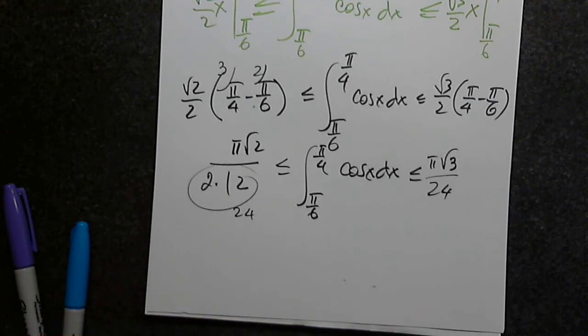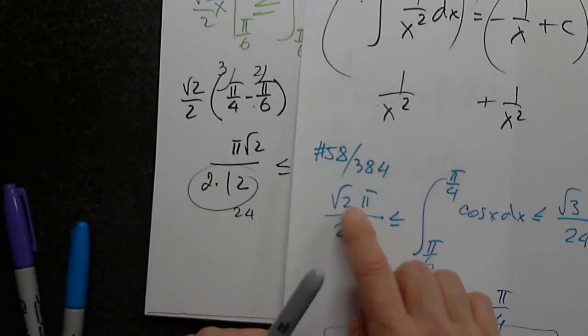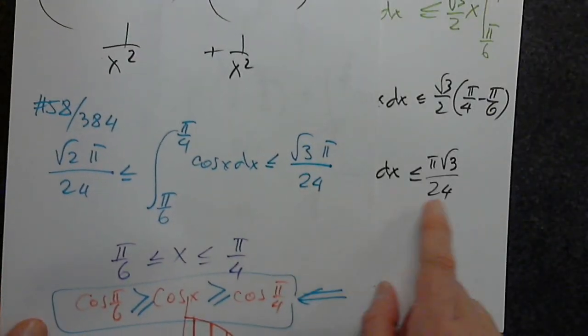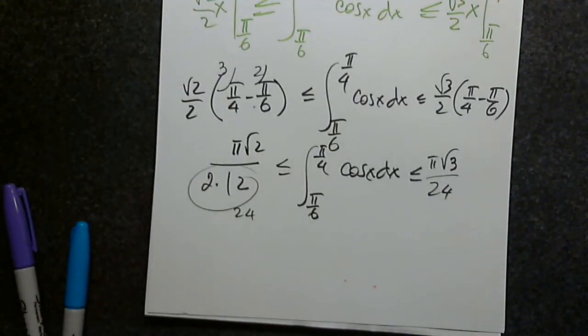And that's exactly what they wanted. They wanted us not to calculate the integral, but to show that it's between the square root of 2 pi over 24 and the square root of 3 pi over 24. That's all we needed to show.